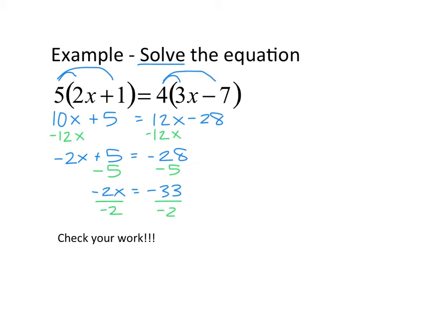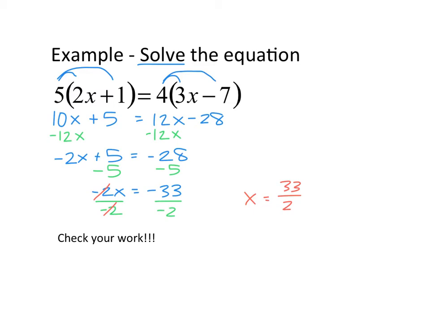Now you hear again a lot of people say that these cancel out. The reason that cancels out is because it does reduce to 1, and we know 1 times anything is itself because that's the multiplicative identity, so then we have just x equals 33 over 2 here.